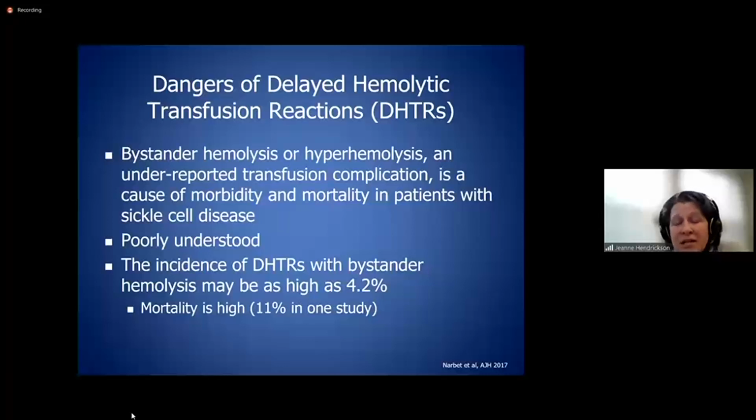And if you don't know a patient has an antibody, obviously you're not going to antigen match for the transfusion, and the patient's going to be more at risk of a delayed hemolytic transfusion reaction, which of course can happen to any patient of any diagnosis, alloimmunized for any reason. However, people with sickle cell disease are more likely not just to have the DHTR, but also to undergo bystander hemolysis, also called hyperhemolysis, which we don't fully understand. Basically, it just means these patients are destroying their own red cells in addition to the transfused red cells. And the incidence of DHTRs with bystander hemolysis may be as high as 4%, with mortality above 10%.